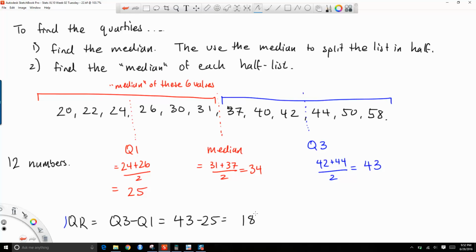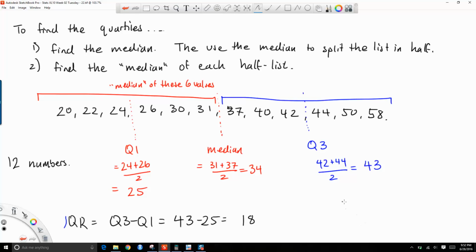Okay, are there any questions on this? Okay, if you have an odd number, or is there a question? Yeah, just to clarify, Q1 is the median of those 6 numbers? Correct. If your original list has an odd number, that means your median will be one of those values, right? Don't include that value in the half lists that get calculated in the future, okay?